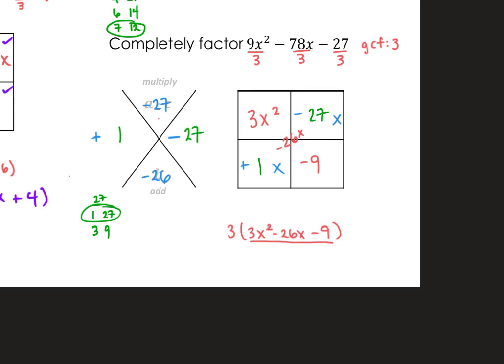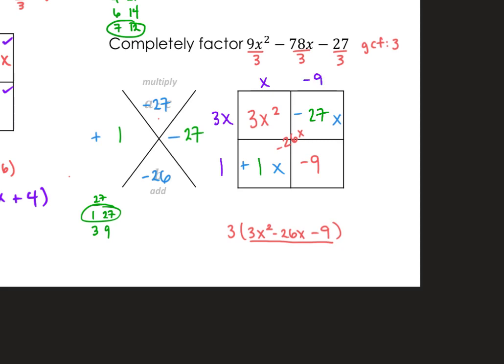And now we find the outside by looking for the GCF. So starting with the top row, 3x squared and negative 27x. 3x is our GCF. Then going down, 1x and negative 9. The only thing they have in common is a 1. And then we look at our columns. So 3x squared and 1x. The only thing they have in common is an x. And then we have negative 27x and negative 9. They have a negative 9 in common.